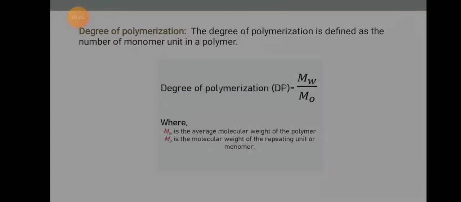Now, coming to the degree of polymerization. The degree of polymerization is defined as the number of monomer units in a polymer. If you see the mathematical expression, the degree of polymerization, shortly named DP, is Mw over M0, where Mw is the average molecular weight of the polymer and M0 is the molecular weight of the repeating unit or the monomer.